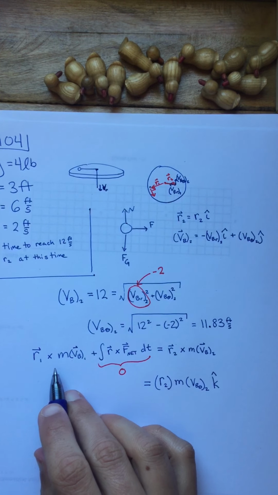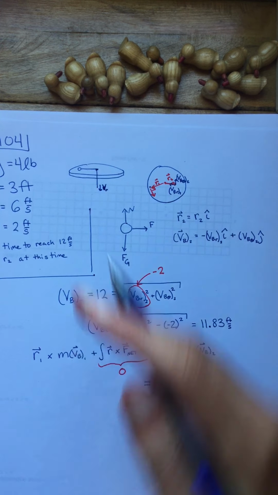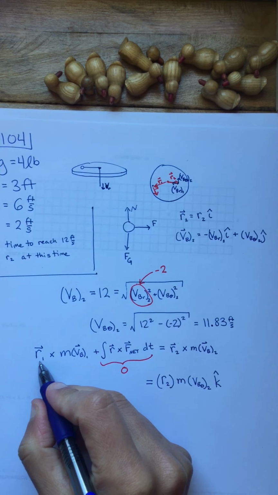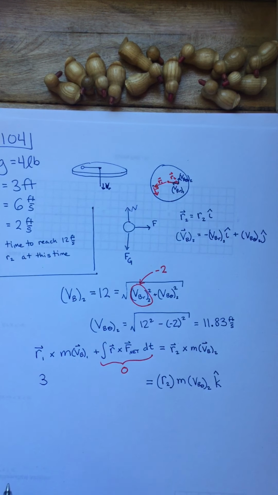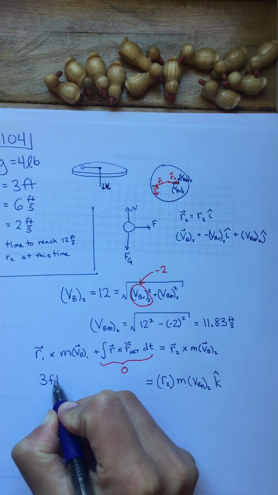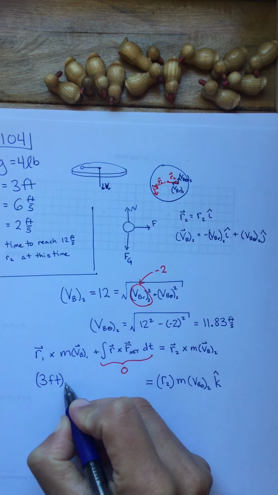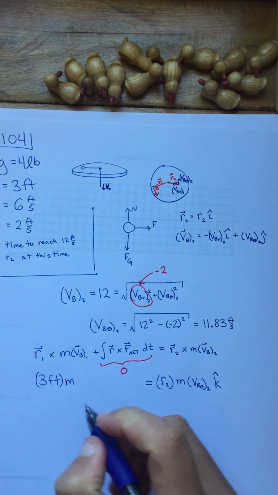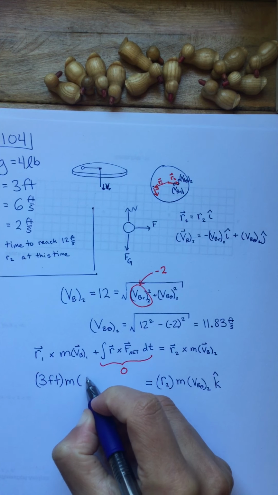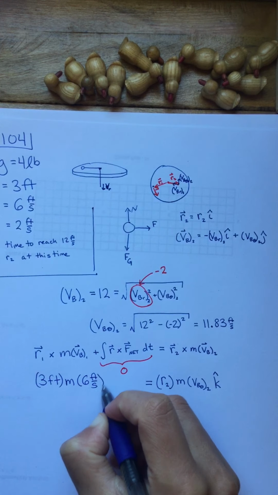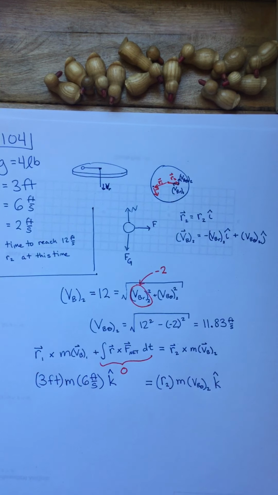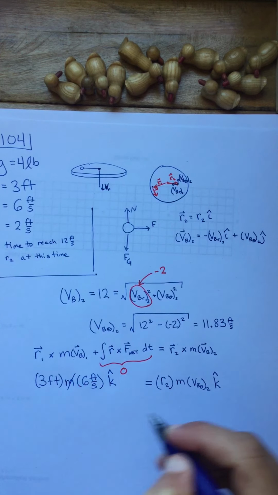Then we still need to take care of this cross product. So r1 is going this way, v_B1 is going that way. That's also pointing in the k hat direction. We have the magnitude of r1, which is 3 feet. We have the mass, I'm just going to leave that as m because that's going to cancel out with what we have over here. The magnitude of my velocity vector at event 1 is 6 feet per second, and this we said is pointing in the k hat direction. Okay, so the mass cancels out.